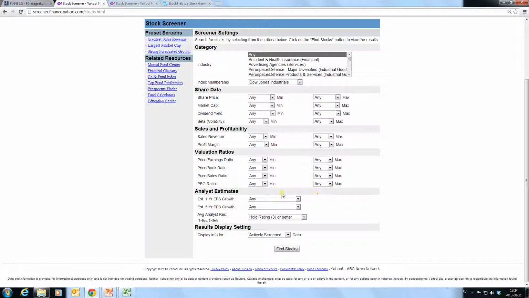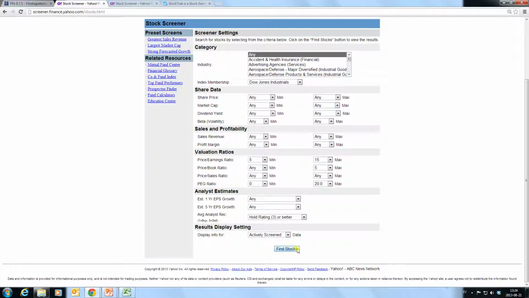But the ones I'm going to use today: I'm going to have the Dow Jones Industrials, I'm going to have the average analyst recommendation of 3 or better, and I'm going to use a price earnings ratio between 5 and 15, a price to book ratio of at maximum 5, and a PEG ratio that I don't really know yet. The reason I choose the minimum of 0 and the maximum of 20 is that when I do this screen or the search, I'm going to display info for all the actively screened data. So I'm going to see the PE ratio, the price to book ratio, and the PEG ratio, as well as the analyst recommendation today.